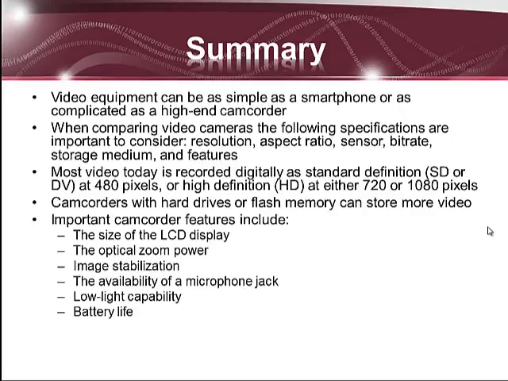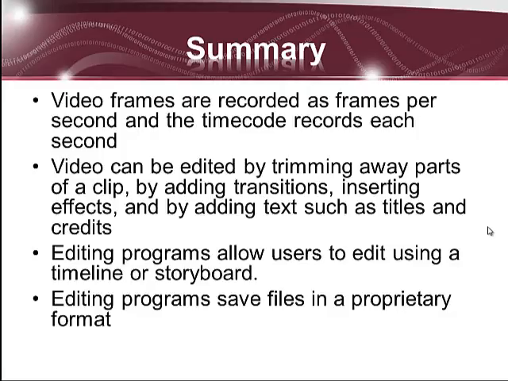Video scripts follow a standard format that identifies each scene separately and includes information about the location, time, characters, sounds, and dialogue. A storyboard creates a visual guide for use when shooting a video. It gives information on the type of shots as well as the action. Video frames are recorded as frames per second, and the timecode records each second. Video can be edited by trimming away parts of a clip, by adding transitions, inserting effects, and by adding text such as titles and credits.